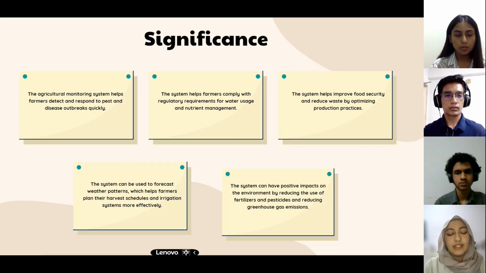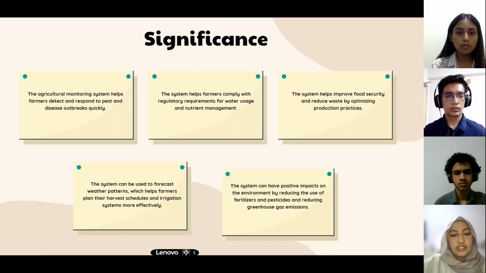And the second benefit is that the system provides an accurate and convenient way for farmers to collect data on their water usage as well as nutrient rates, which can help to comply with regulatory requirements. This reduces the administrative burden on farmers as well as helps them avoid penalties for non-compliance. And then the other benefit is that the system helps improve food security as well as reduces waste by optimizing production practices.